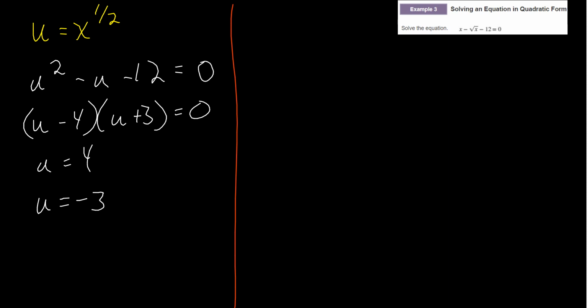equate them again. All right, so u is equal to x to the 1/2, and again, let's just go ahead and write the square root of x just to keep it simple. So we have square root of x is equal to a positive 4, and the square root of x is equal to a negative 3. And let's move that down just a tad. So square root of x equal to 4. That means that I square both sides.